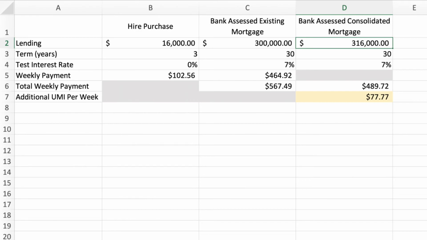We might pay off the hire purchases. So we get rid of that $100 a week commitment that's going out. But by doing this, obviously your personal mortgage goes up, and so the payments go up by $23 a week, but you're saving $77 because you've reduced the $100 payment that was going out. So your UMI has improved by $77 a week.